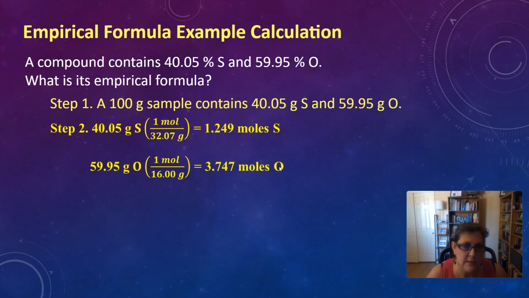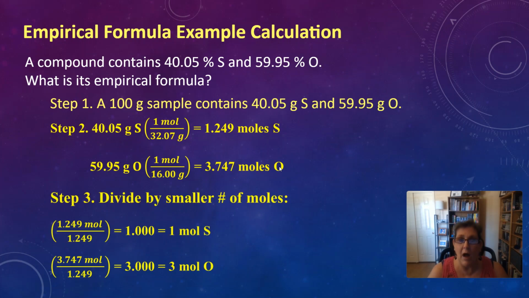what the ratio is. So step 3, divide the mole ratios by the smallest mole number. Okay, out of those two numbers, 1.249 is smallest. So we're going to take 1.249 moles of sulfur divided by 1.249, which is 1.000, right? It's exactly 1. And then we take the 3.747 moles of oxygen divided by the 1.249, which gives us 3.000, so 3. Now we have whole number ratios, 1 and 3.